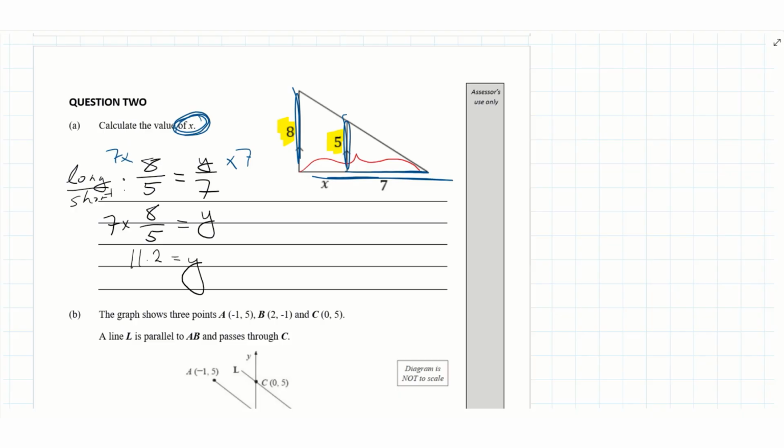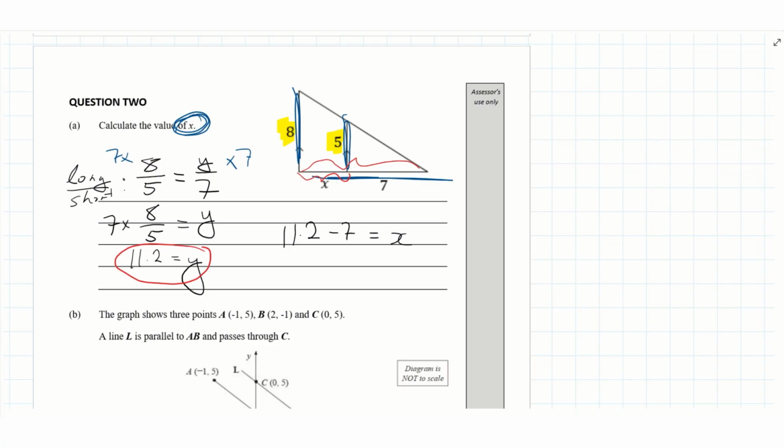Now this isn't quite the answer that we're looking for. This is the answer for that red bit that I put over here. I'll draw it again so that you can see it. This is the answer for this bit here, but all we want is this little section right here, right? So what I'm going to do is 11.2 minus 7, which is going to be equal to x.